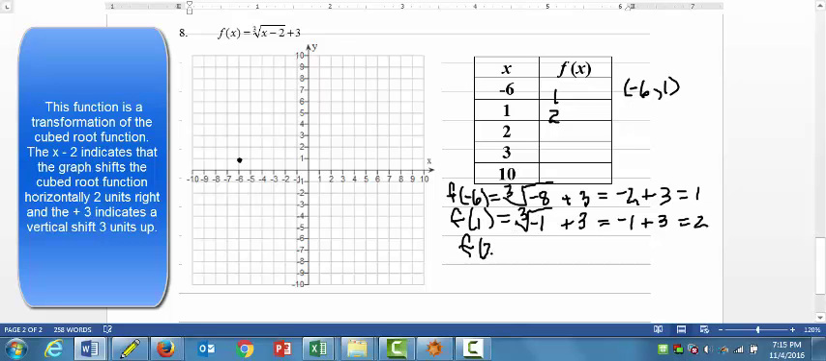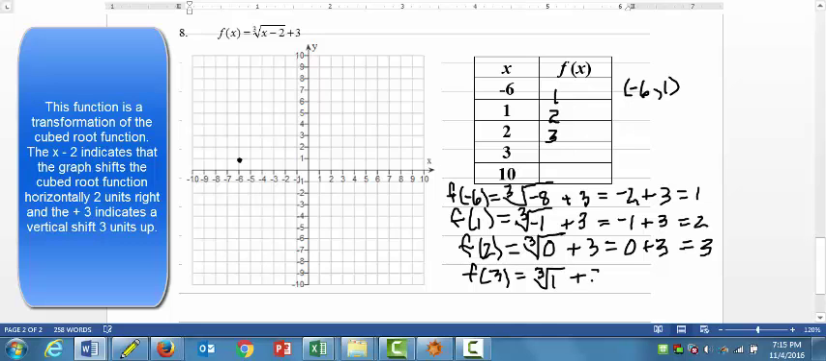f of 2 is the cube root of 2 minus 2, which is 0, plus 3. The cube root of 0 is just 0, so this is 3. When x is 3, I get the cube root of 3 minus 2, which is 1, so the cube root of 1 plus 3, which is 1 plus 3, which is 4.